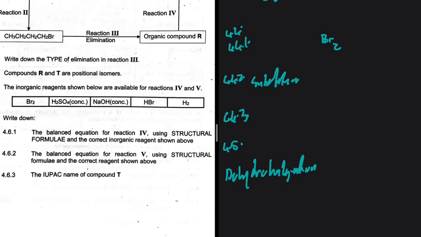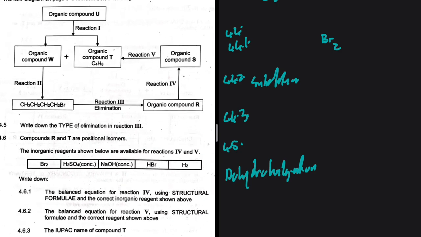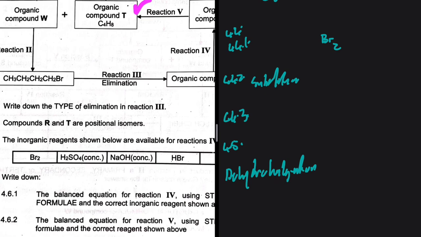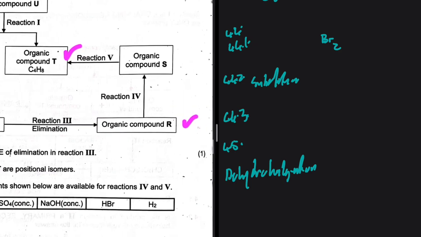And then compounds R and T are positional isomers. So let's take a look at compounds R and T. So what is compound R? Compound R should be an alkene, right? We know that because we're being told that it is a positional isomer of compound T. Apart from that, it is a result of an elimination reaction. It will always be an alkene. Okay, so we are told that compound R is an alkene.